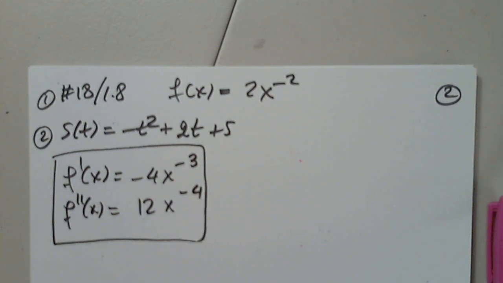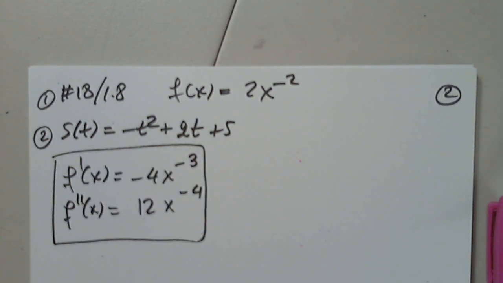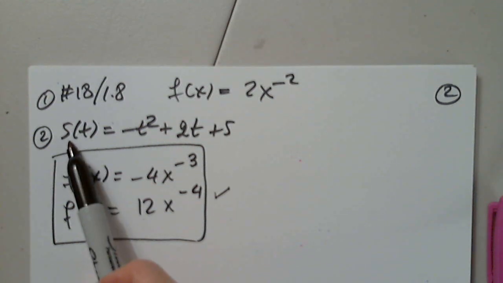Anything else on this problem? 18? Wait, so after I find the first derivative, I then use the first derivative to find the second one. Yes, the second derivative is the derivative of the first one. Okay. Good. Is that okay? Yes, thank you. Perfect. So let's look at problem 2.